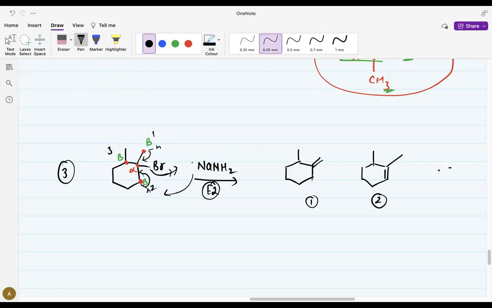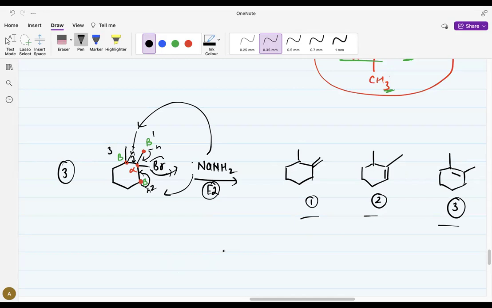This is second. If for the third one I attack this base on this beta hydrogen, make a double bond here, and remove the bromine, so I can make the double bond on this side. So I have this product, the third one. So three products I have from here. Which one is the major product out of all the three?